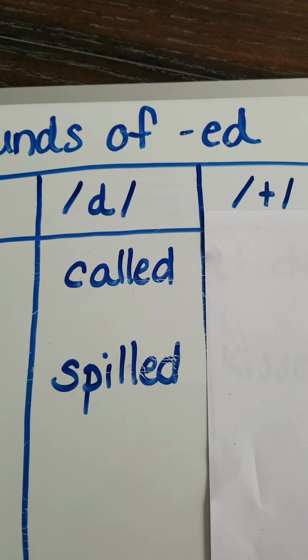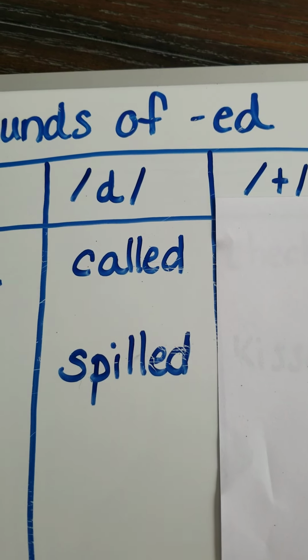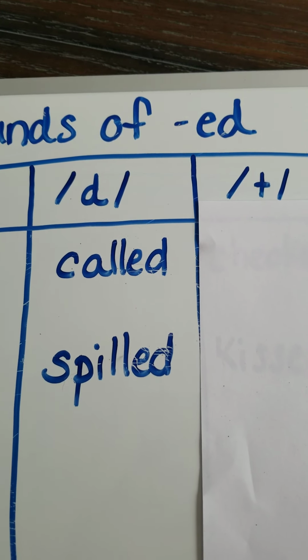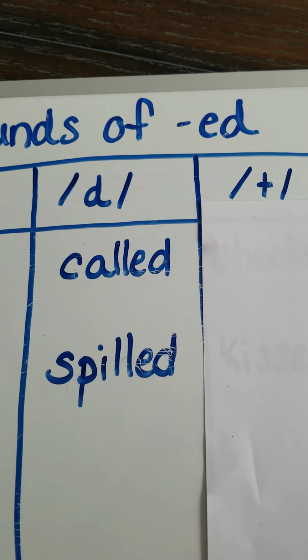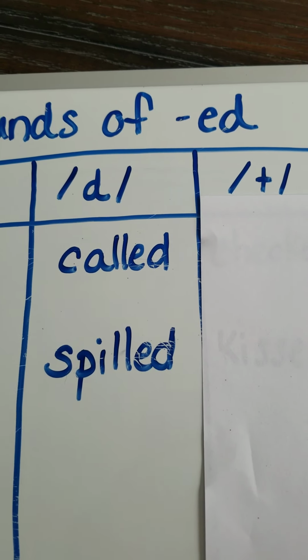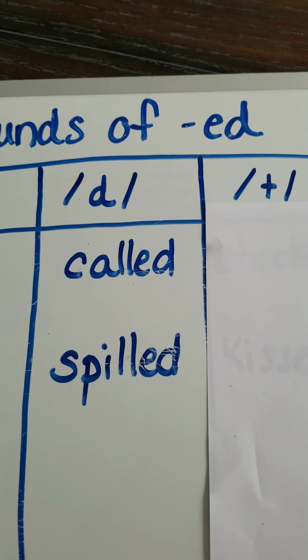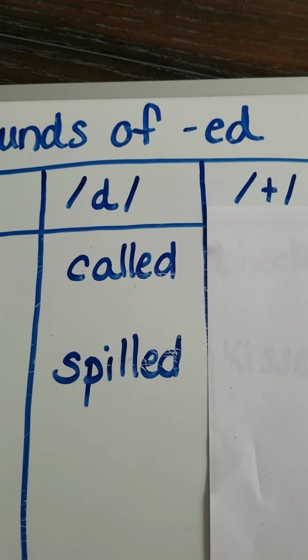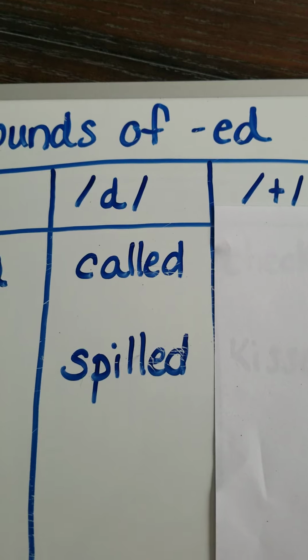Moving over to the d sound, my first example is the word called. You can hear that at the end of the word called, the ed is saying the d sound. Second example is the word spilled. And you can clearly hear that in the word spilled, the ed is making the d sound.